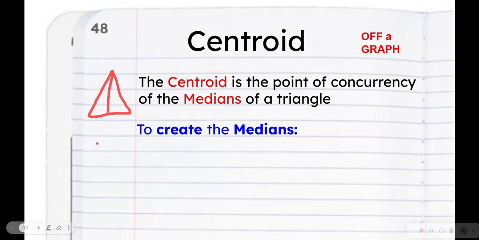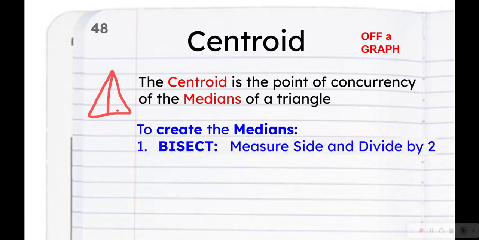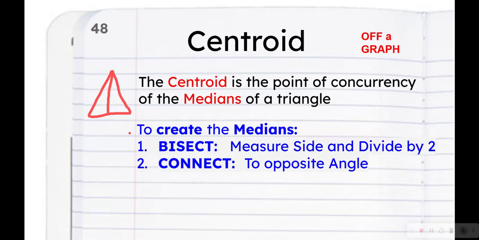So to create the median off the graph, what you do is you bisect one of the sides. So you're going to measure it and divide it by 2. So if it's like 10, then this is 5. And then you're going to connect that midpoint, that bisector point, to the opposite angle. And so kind of like this picture. And for each side of the triangle, remember there's a median. I can bisect each side of the triangle, and I can connect each of those bisector points to the opposite angle. So we have these three triangles.